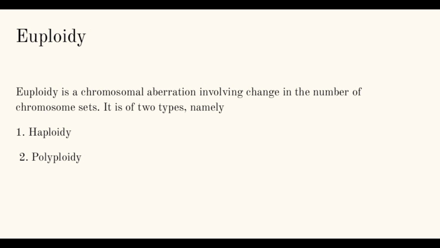Euploidy. Euploidy is a chromosomal aberration involving change in the number of chromosome sets. It is of two types, namely haploidy and polyploidy.